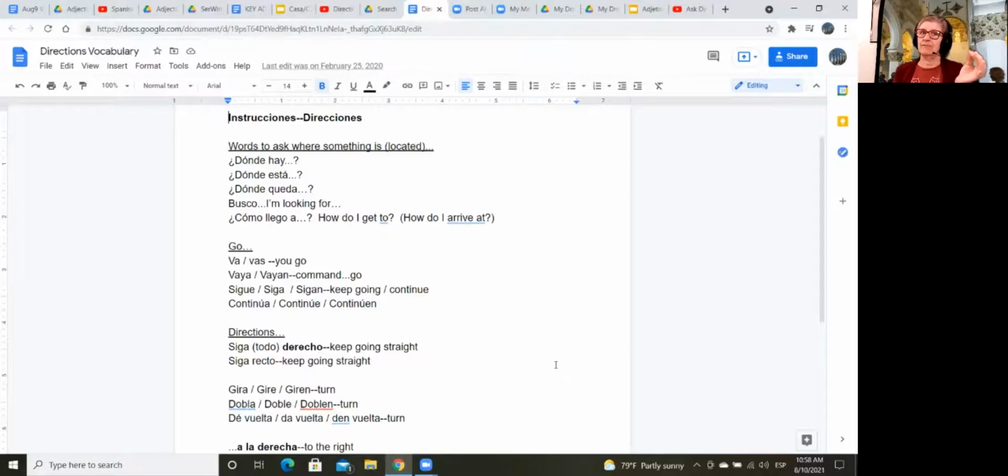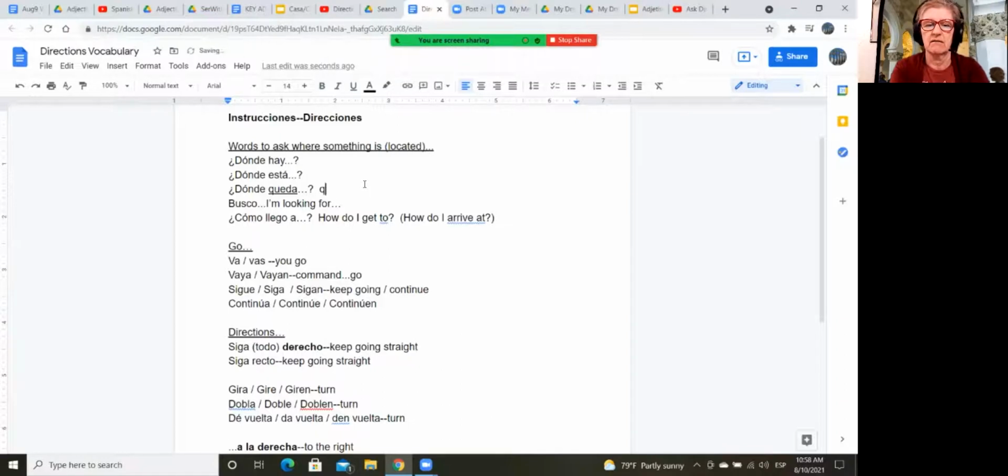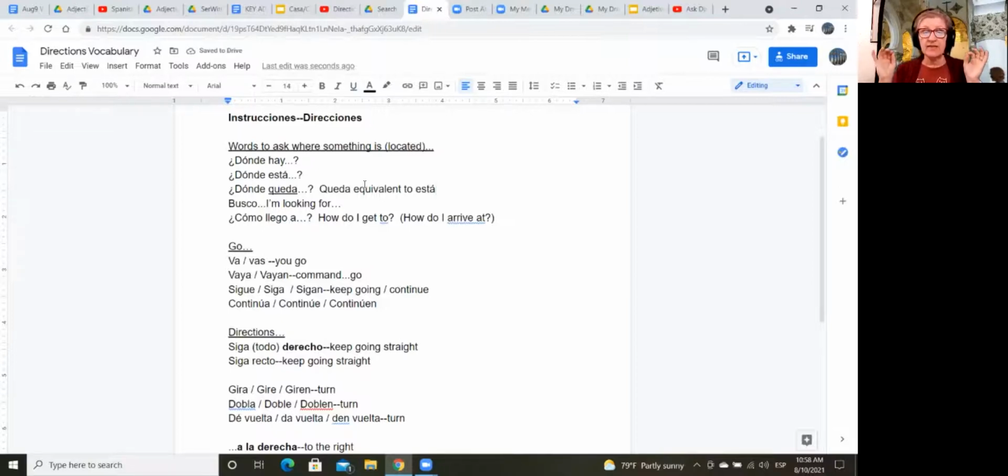People may throw in a different word rather than está. So this little word, I'm going to actually underline this, because instead of using está, they may use this word, queda. Queda is an equivalent to está. If they say queda, they mean is located, just like está means is located.